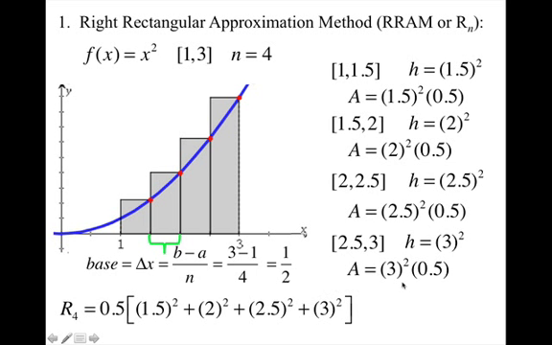And since they all have a factor of 0.5 in common, it's okay for me to pull out that 0.5. So I got each of the heights of each of the 4 rectangles from the right endpoint. And then after I add it all up, I get approximately 10.75.